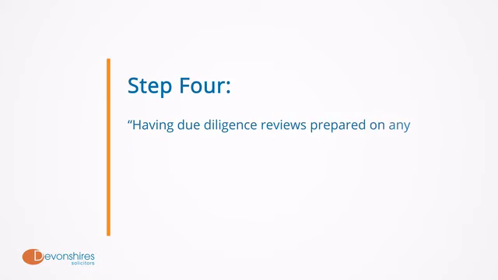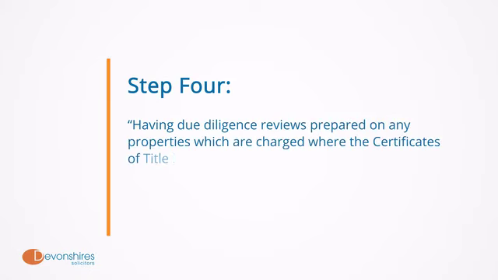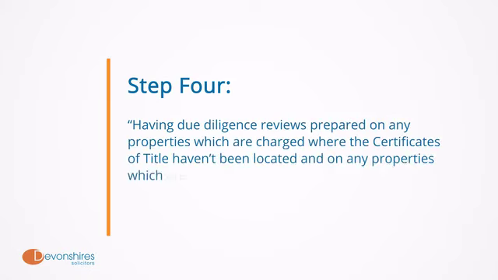Step 4 is having due diligence reviews prepared on any properties which are charged where the certificates of title haven't been located, and on any properties which are uncharged. An alternative to having due diligence reviews done on your uncharged properties is to actually get the properties ready for charging, because you then get an added benefit of having a pool of properties that you can charge in the future, rather than just doing the minimum due diligence review to satisfy the HCA.